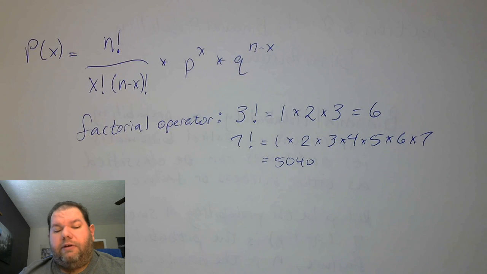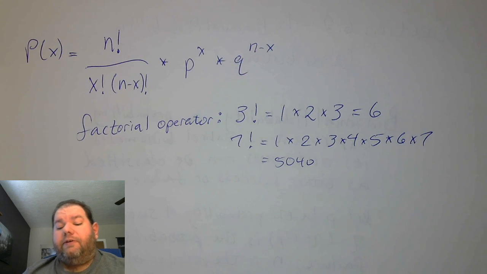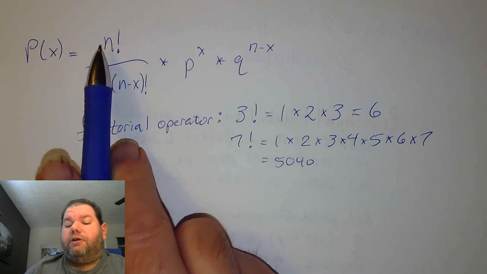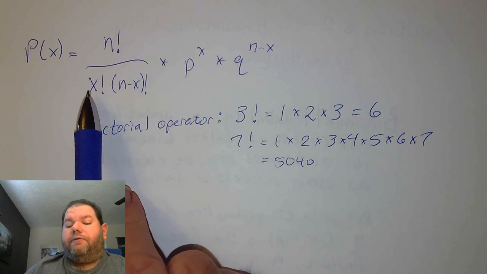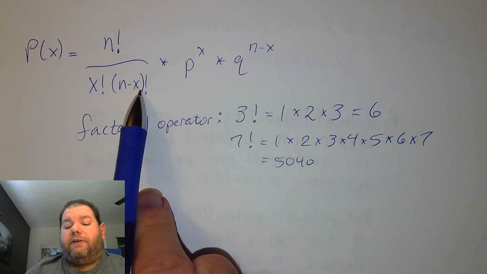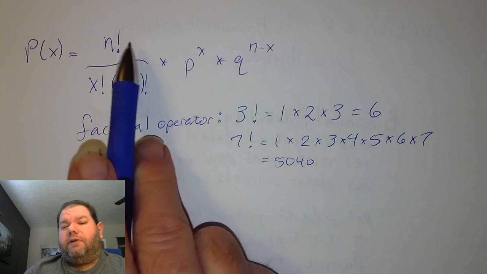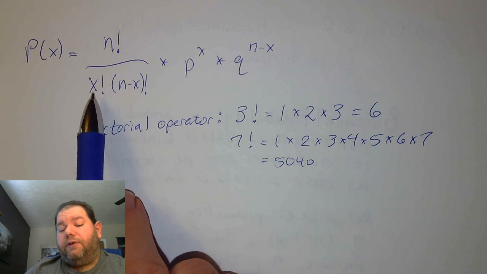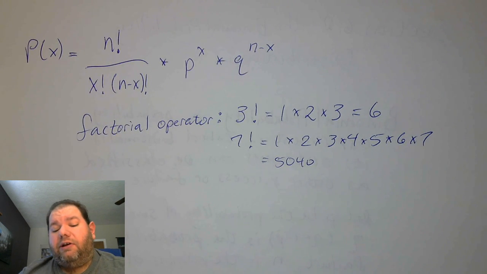So that's what the factorial operator does. And so we have this expression here, n factorial over x factorial times n minus x factorial. This is part of section 5.5, which we did skip, but it's on counting. Basically, this number represents the number of different ways that we can have x successes in n trials. Okay? We think about it like this.